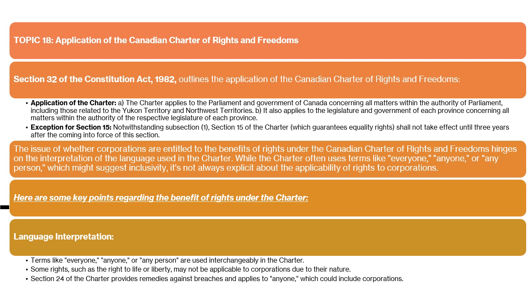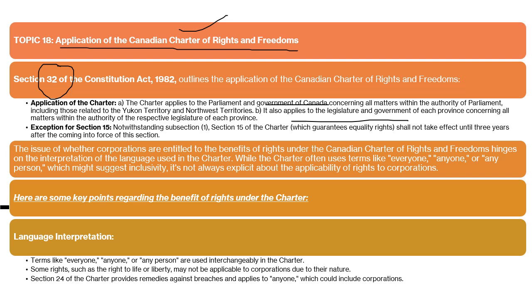So next is how we are going to apply the Canadian Charter of Rights and Freedoms. Section 32 of the Constitution Act outlines the application. So the Charter applies to Parliament. We know that the Government of Canada, the federal government, concerning all matters within the authority of Parliament, including those related to Yukon Territory and Northwest Territories. Also, it applies to provinces. So from section 32, we get to know that the Charter applies to the whole of Canada.